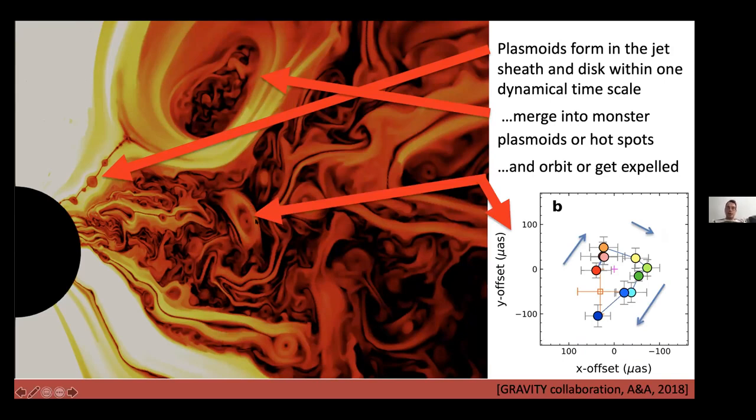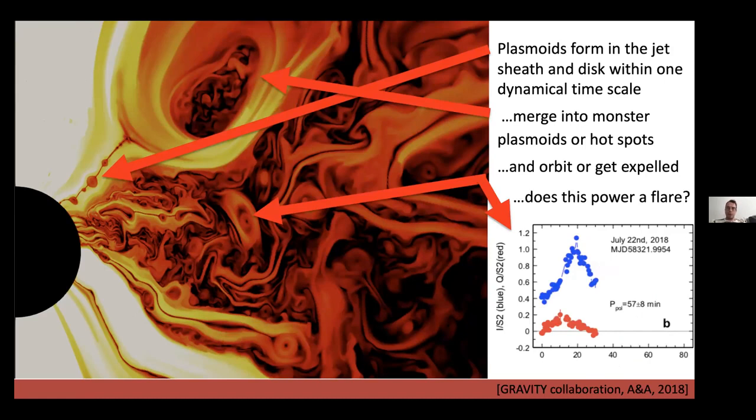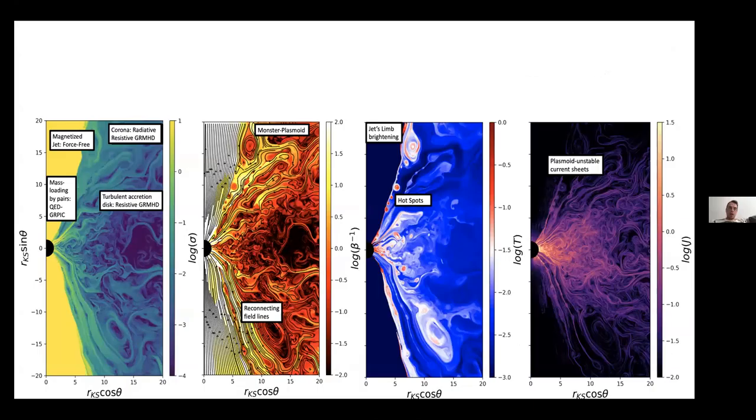And the question is, in a full 3D simulation, would they orbit, and would they give a signal that looks like the GRAVITY Collaboration observations? And would it result in a flare? But in axisymmetry, we cannot look at orbiting plasmoids, but we can look into flare properties.